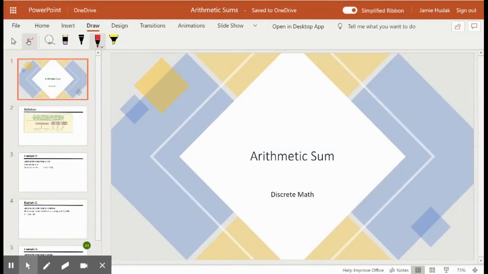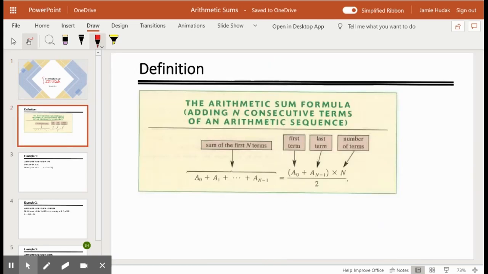Okay, so in this presentation, we're going to do arithmetic sums. And when we use the word arithmetic, that implies that we are dealing with linear models. So we just want to have those two words linked together, those two phrases. And if we look at the textbook's definition of an arithmetic sum, it says that if we're adding n consecutive terms of an arithmetic sequence, again, when we say arithmetic, that means that the terms of the sequence are from a linear growth model.